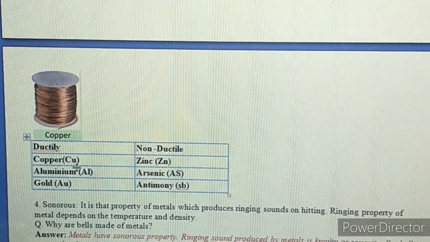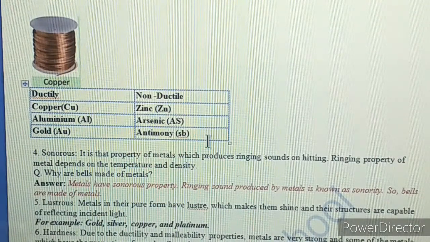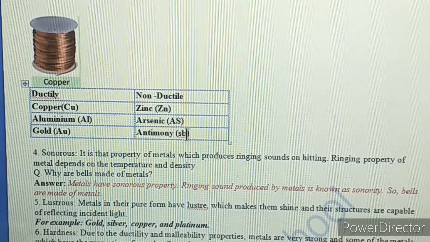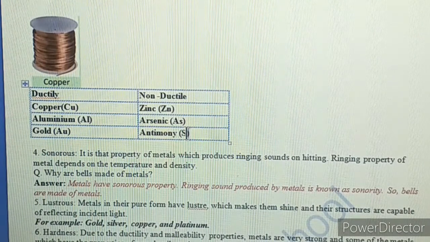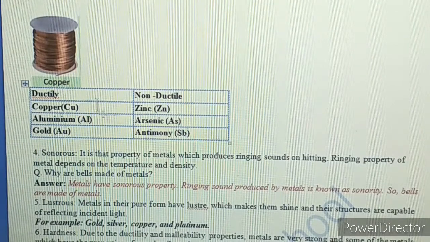Now, the most ductile metals are what? Gold, aluminium and copper. And non-ductile metals are zinc, arsenic and antimony. Their symbols are also given: the symbol of copper is Cu, aluminium is Al, gold is Au, zinc is Zn, arsenic is As, then antimony is Sb. Here one thing is a mistake, children. It should be capital A and small s for arsenic, and capital S and small b for antimony. This is the mistake here.